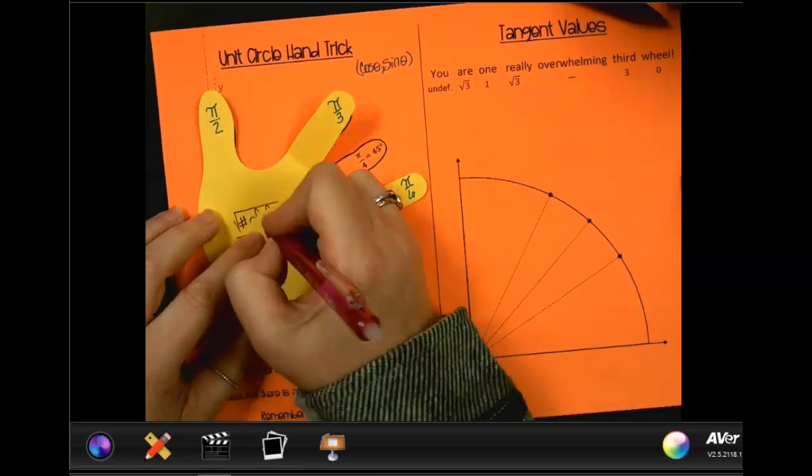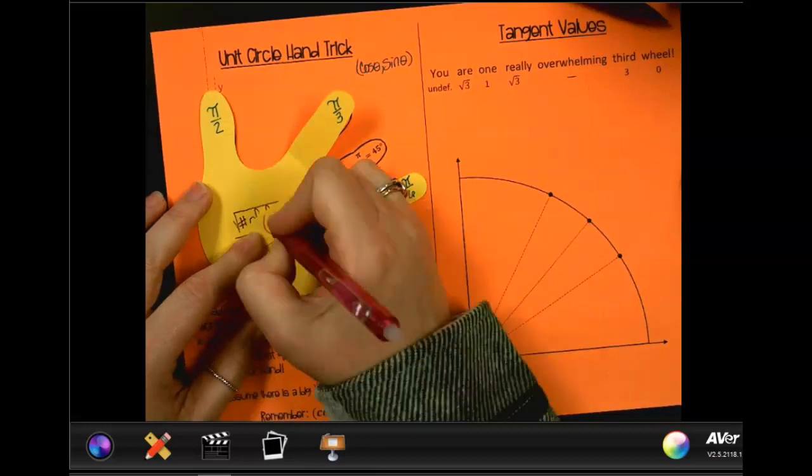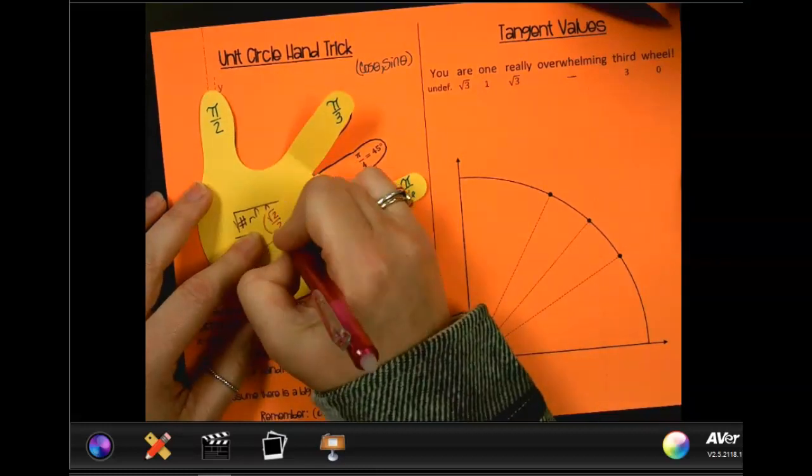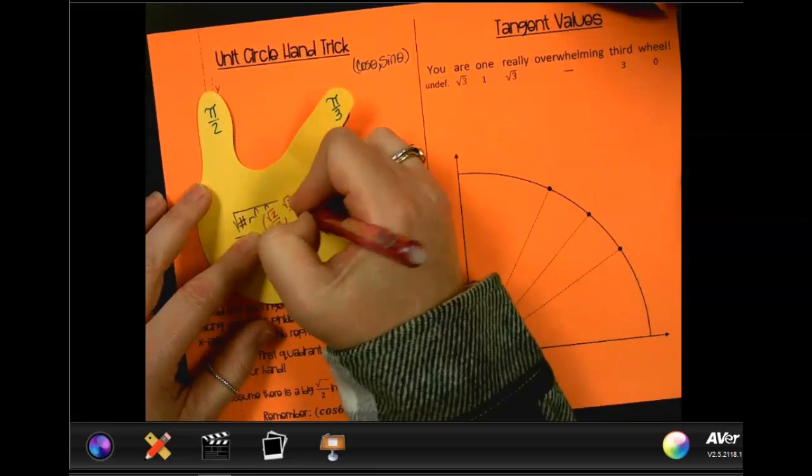So I'm going to have an ordered pair. I've got 2 fingers to the left, so that means that's the square root of 2 over 2. I've got 2 fingers to the right. That's square root of 2 over 2.